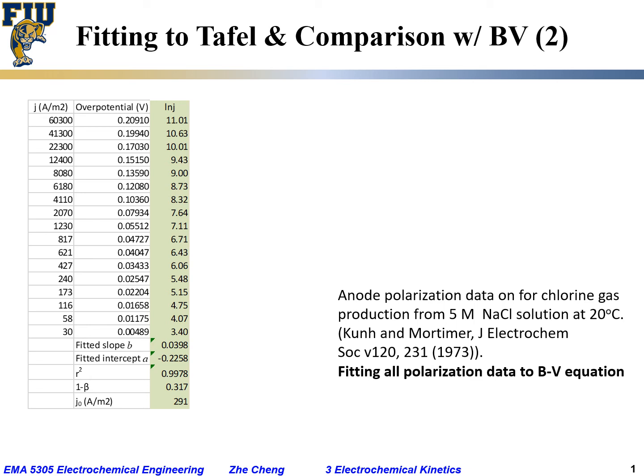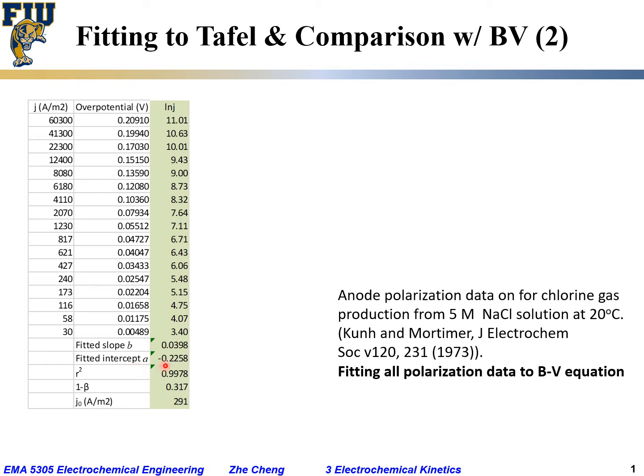So we showed with the anode polarization data for chlorine gas production, we got current density and potential. We calculated the natural log of current density, and we used linear fitting between natural log of current density and our potential to get the fitted slope B and the fitted intercept A.